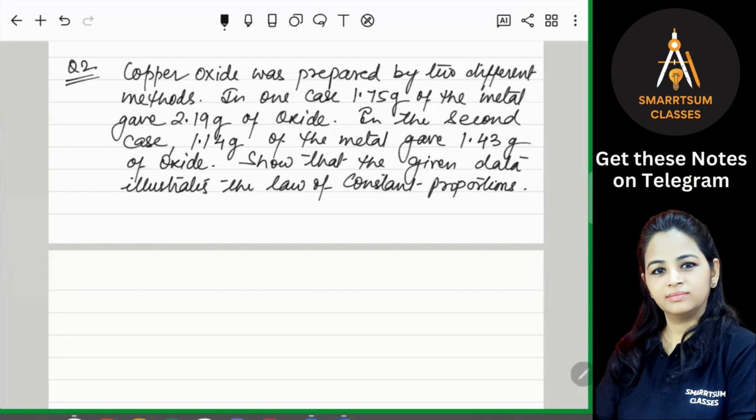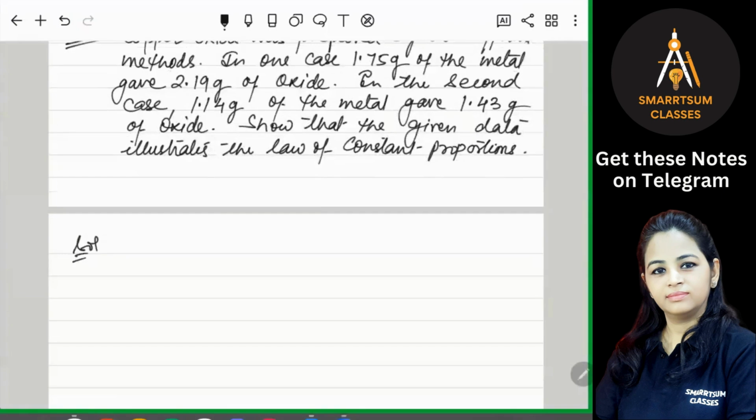Now look at this question based on the law of constant proportion. Copper oxide was prepared by two different methods. In one case, 1.7 gram of the metal gave 2.19 gram of oxide, whereas in the second method, 1.14 gram of metal gave 1.43 gram of oxide. Now show that the given data illustrates the law of constant proportion. So we have to find that in both cases the proportion is constant, and hence it obeys the law of constant proportion.